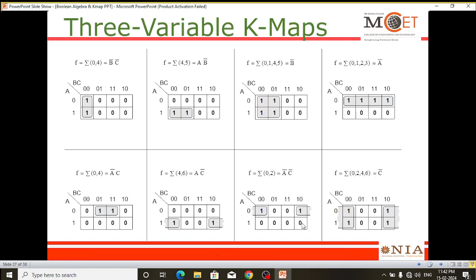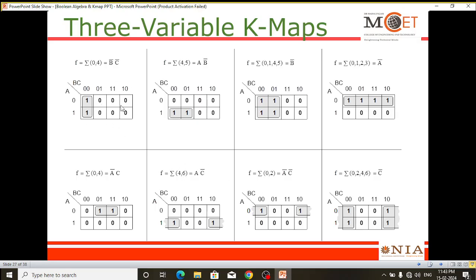K-map is a table method. We use a 2 variable K-map, 3 variable K-map, or 4 variable K-map to simplify the Boolean function. Before that, we should always remember sum of product and product of sum, and also the canonical form for sum of product, or sum of minterms, and the canonical form for product of maxterms.